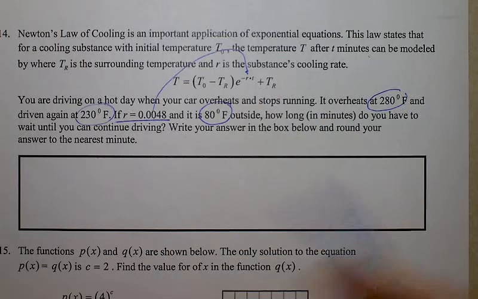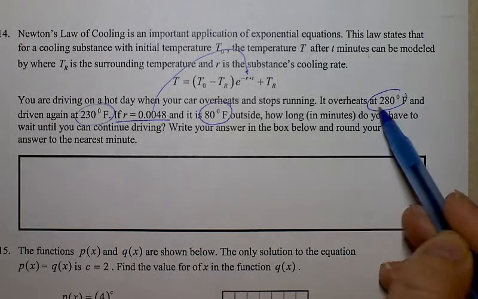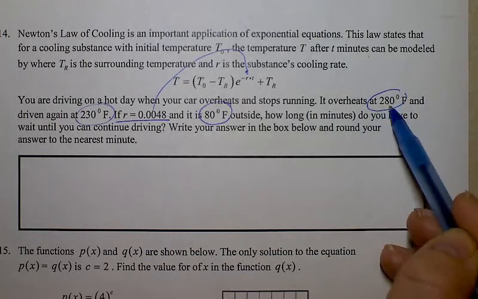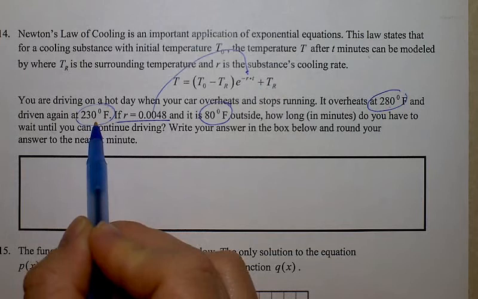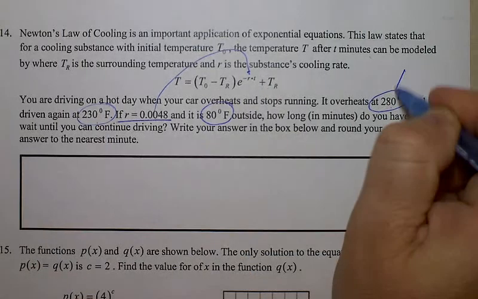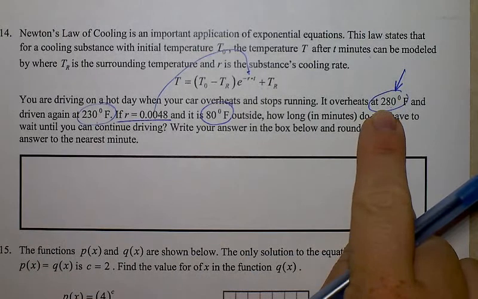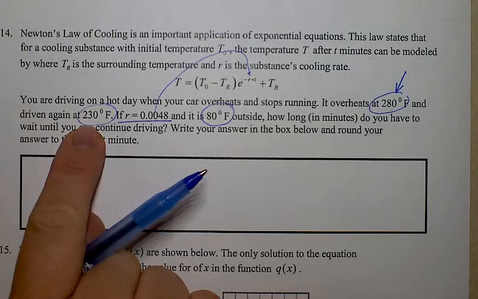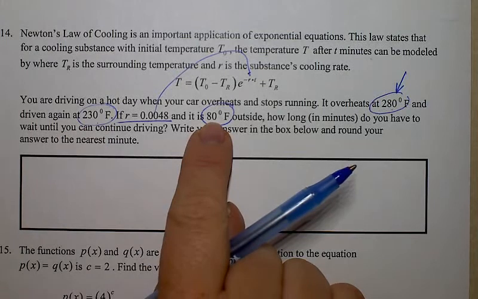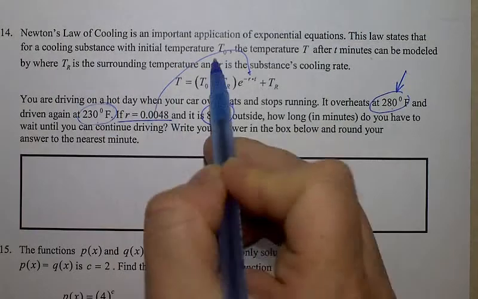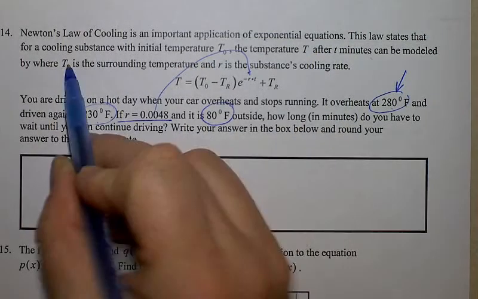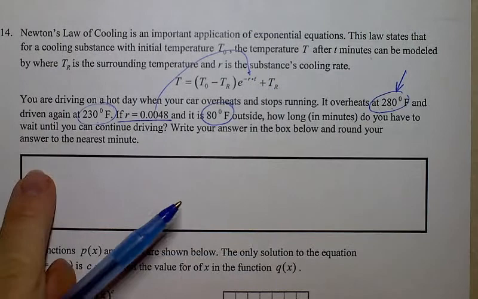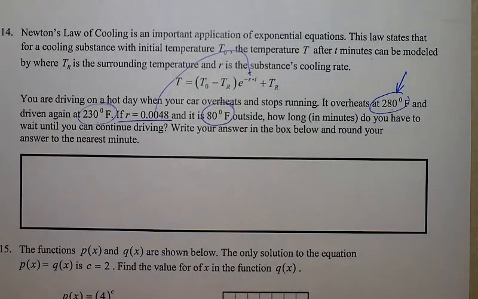So what this is saying is, okay, right now it's overheated, your car, it's 280. Now we can drive it again when it goes down to 230. Your car is at 280 degrees Fahrenheit, the engine. We can drive the car again when it decreases down to 230. And the outside air is 80 degrees. I want you to read up here to represent what each one of these different symbols represents, and I want you to come up with just the equation. We'll do the rest together. Begin with your partner right now.